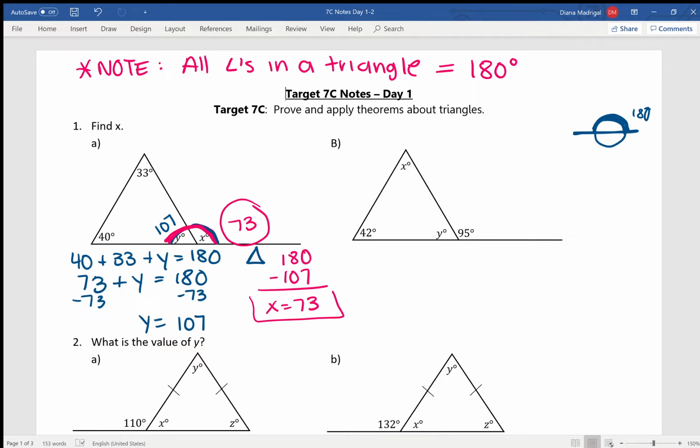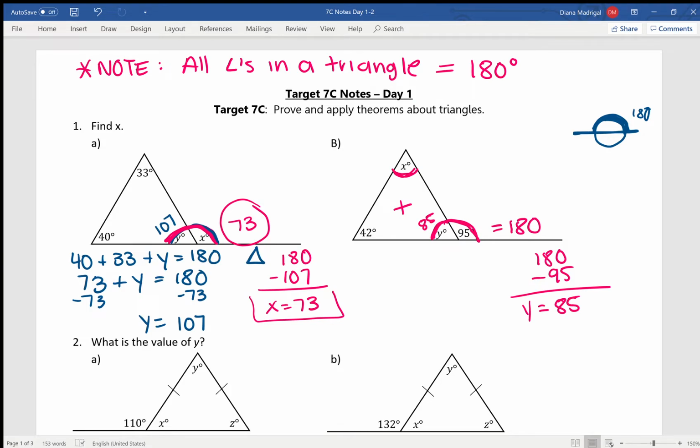All right, let's try B. We still need to solve for x. However, x is now inside the triangle, and we know that all the angles in a triangle have to equal 180. That means I have to add all the angles, but I have to work backwards first. Why? Because I know y with 95 has to equal 180. So I have to do 180 minus 95 to get y. So y is going to give me 85. So now this is 85.